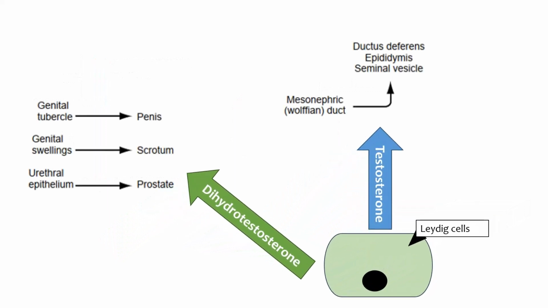The testosterone induces the differentiation of the mesonephric or the Wolffian duct into ductus deferens, epididymis, and the seminal vesicle, while the dihydrotestosterone induces the differentiation of the urethral epithelium to prostate, the genital swellings into scrotum, and the genital tubercle into penis.